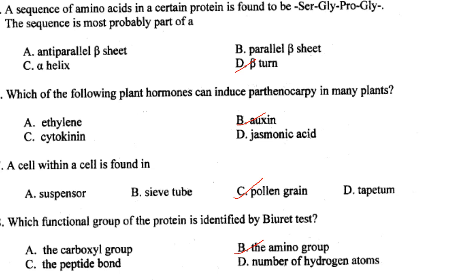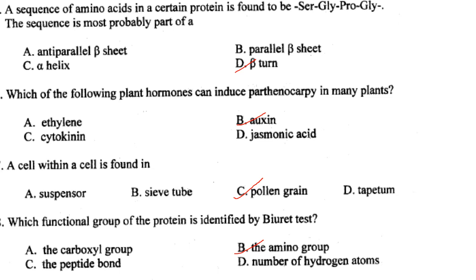Then which of the following plant hormones can induce parthenocarpy in many plants? So it is auxin that can induce parthenocarpy in many plants. So answer is option B.